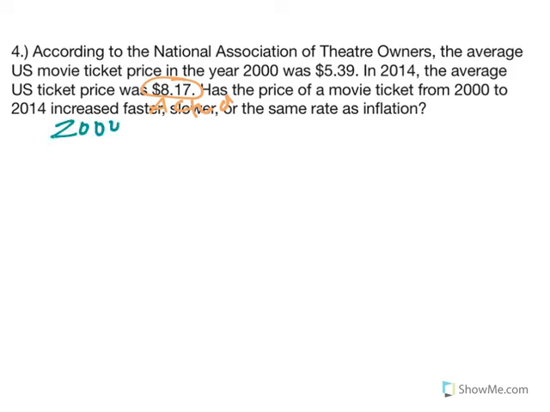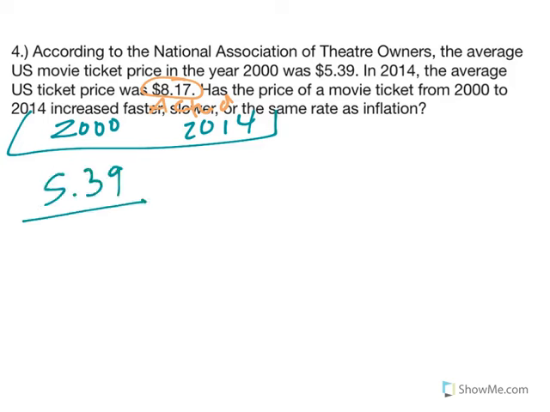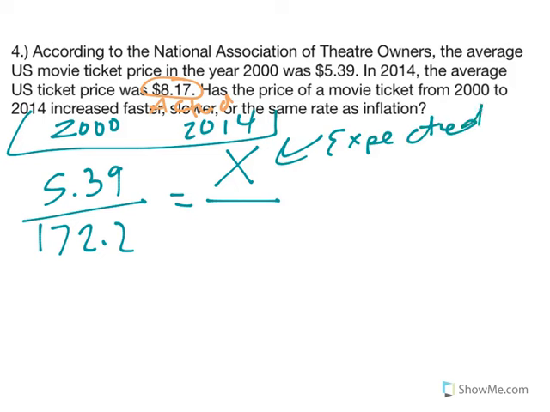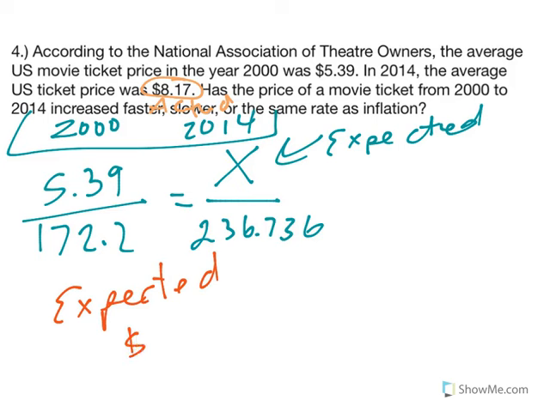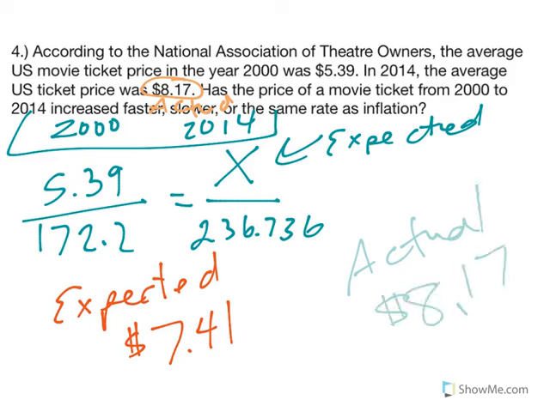So we're comparing 2000 to 2014, right? There's our time periods. So in 2000, $5.39 with a CPI of 172.2. What should it be in 2014, right? This is our expected, and our CPI is 236.736. So we cross multiply, and the expected value of the ticket should be 741. The actual is 817, and perhaps you're seeing a trend, but again, the actual is higher than the expected, and therefore it grew faster than inflation.